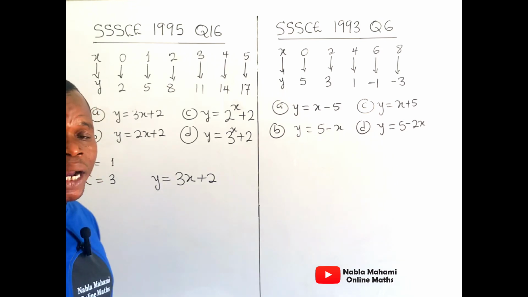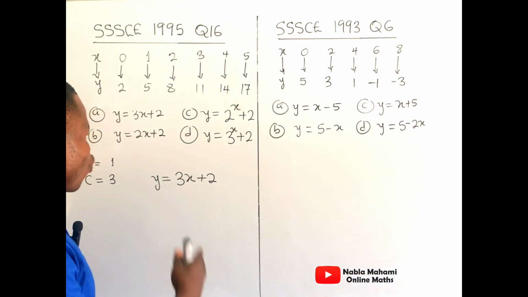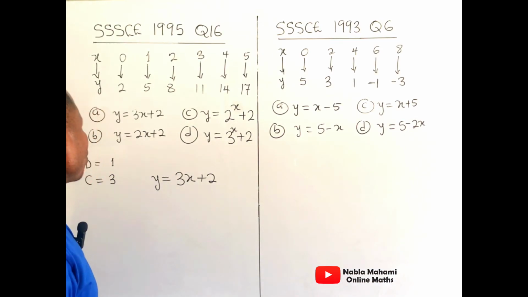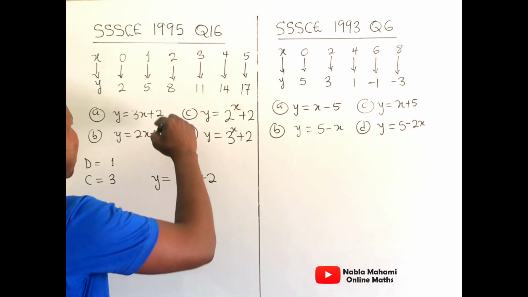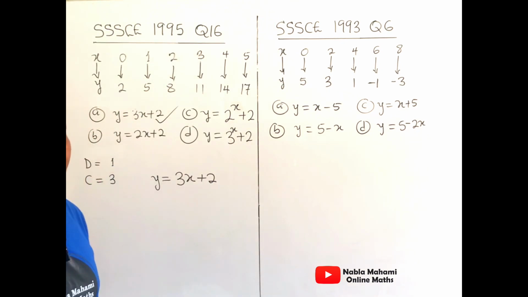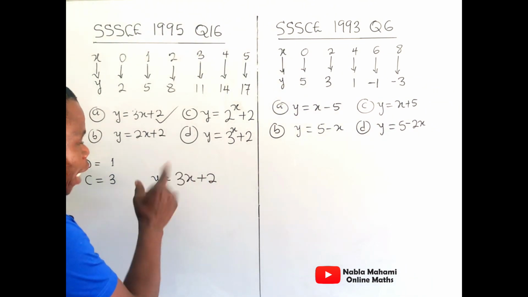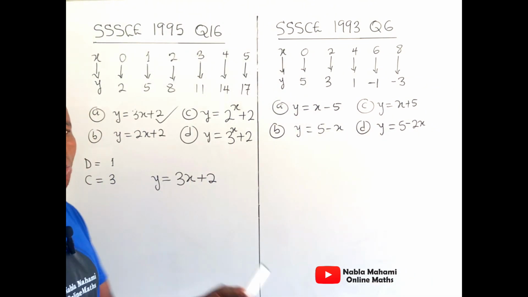So this is how we find the rule for linear mapping. So for this particular question, the answer is A. So if you take 1995 core mathematics question 16, you see that the answer is this particular one. So you don't need to do much working.